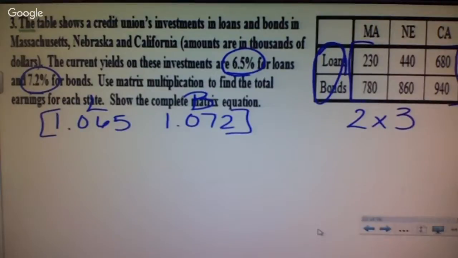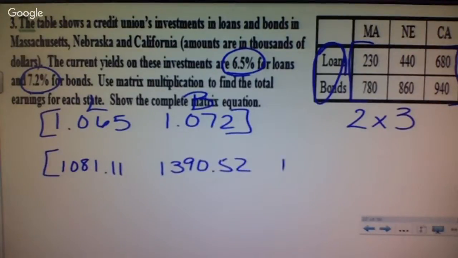Instead of doing that right this second, I'm going to put your answers up here. So 1081.11, yes. 1390.52, and 1731.88. Okay, again, you multiplied a 1x2 and a 2x3. So my answer should have been a 1x3 matrix. 1 row, 3 columns.